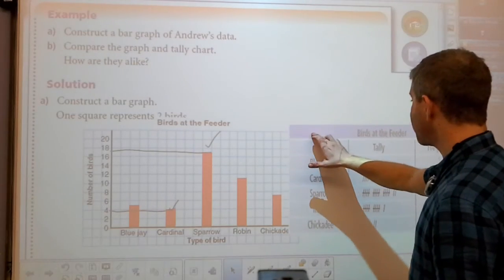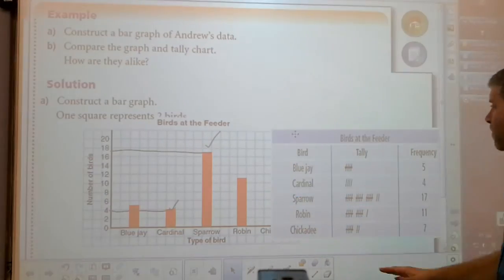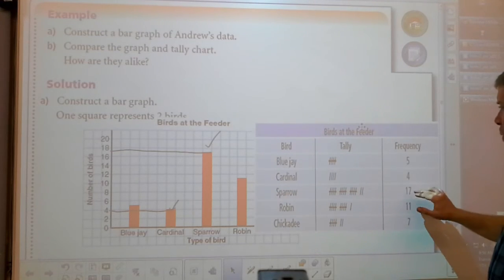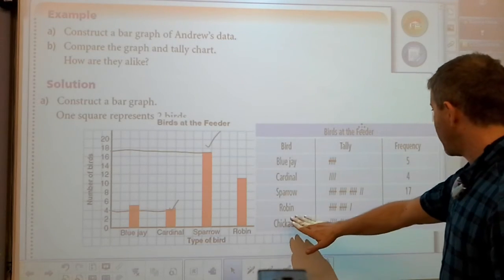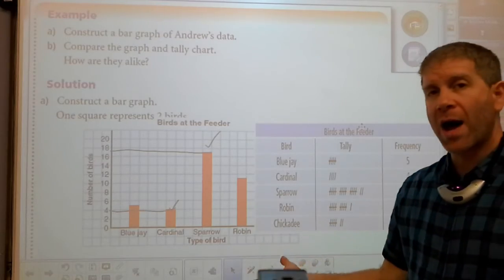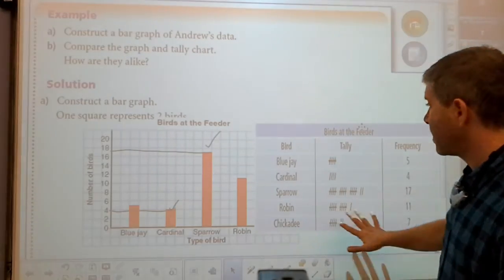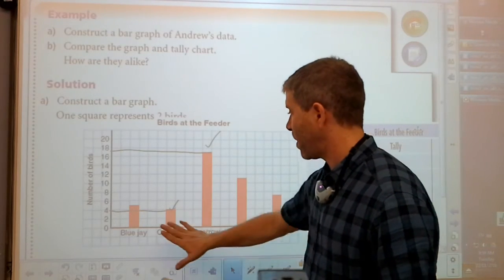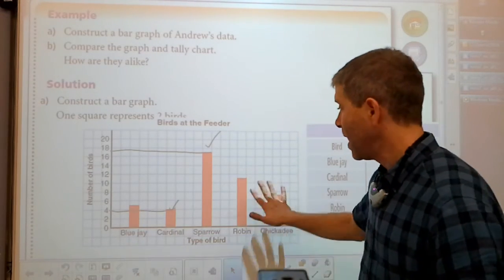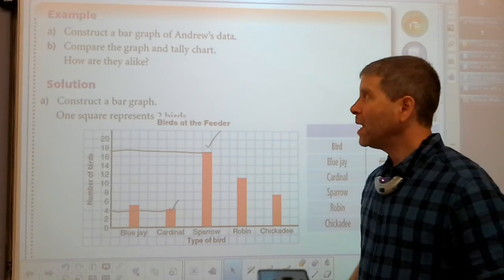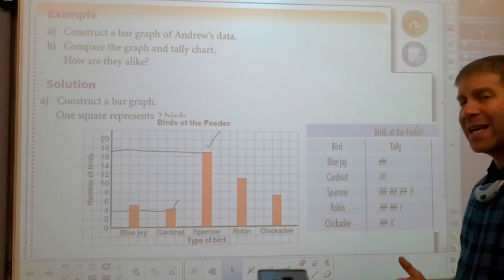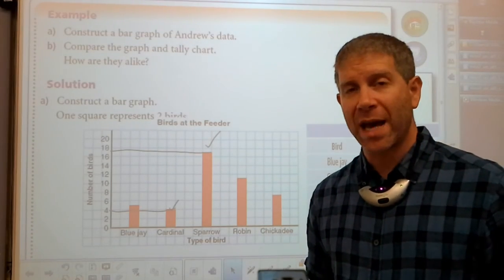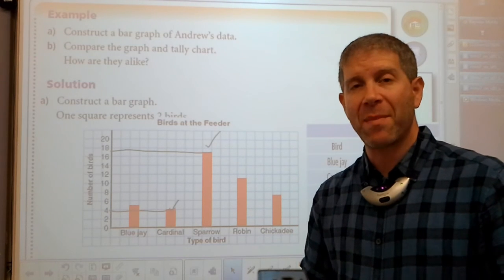How is it similar to the tally chart? Well, as I just said, you can see quickly the sparrow and the cardinal were highest and lowest, but unlike this, you get a nice visual representation and you can just see quickly sparrow, highest, cardinal, last, and the others in the middle. And so basically, that's the lesson on how to record your data for the data management chapter.